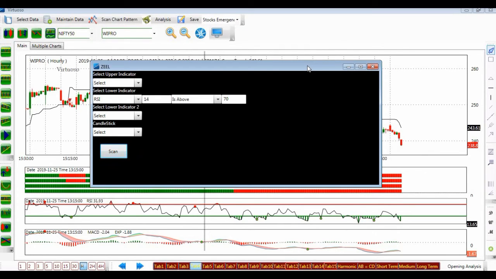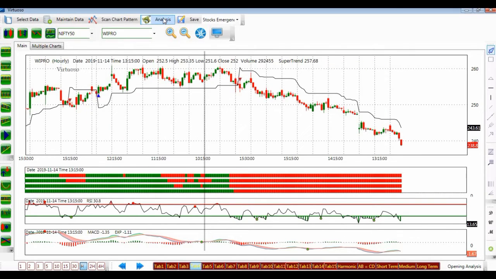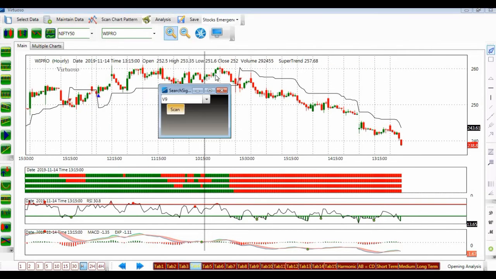This is basically built for short-term traders, long-term traders, intraday traders, or any sort of investment. You can get any of the information. Now you can search the signals also. For example, if you want to go for V9 signal, V9 signal is the buying and selling signal. So any buying and selling signals would be notified to you whenever you activate this.